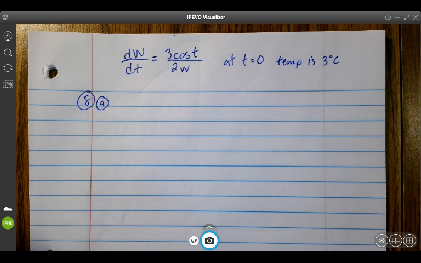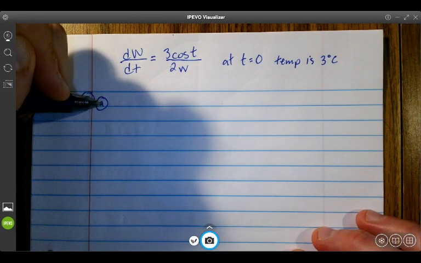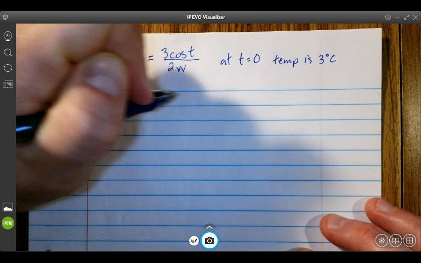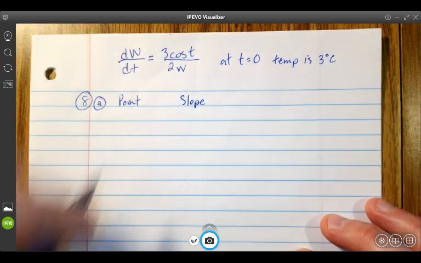A says write an equation for the line tangent to the graph of y equals w of t at the point where t equals 0. Use the equation to approximate the temperature inside the refrigerator at t equals 0.4 hours. All right, so first of all, if I'm going to write the equation of a tangent line, what do I need? I need a point and a slope.